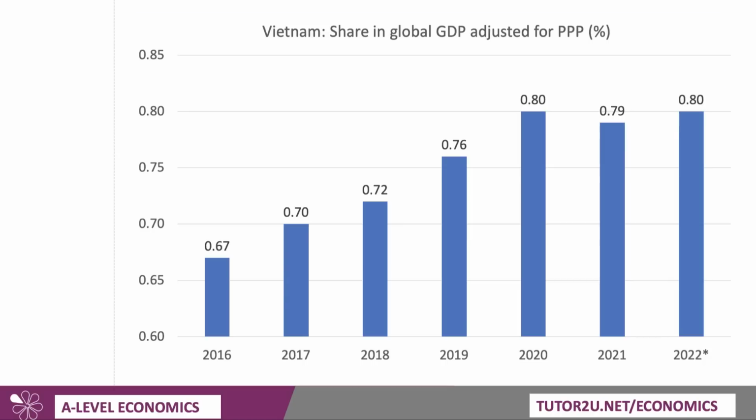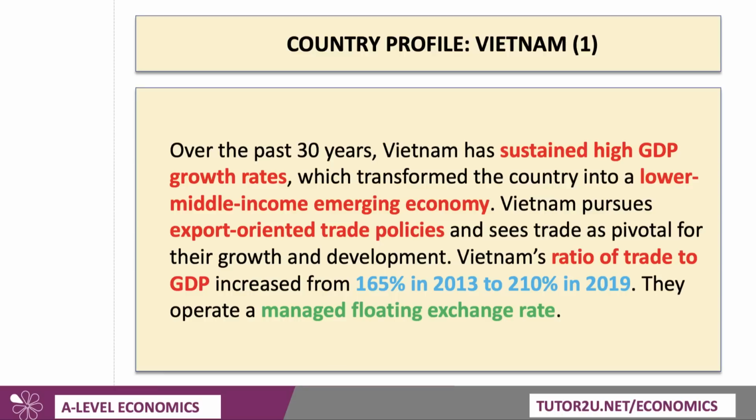This shows Vietnam's share in world GDP, adjusted for purchasing power parity. And you can see that from 2016 to 2022, the forecast there, their share of world GDP has increased from just under 0.7% to 0.8%. So it's not yet in that group of countries with at least 1% of the world economy, but it's getting there and no doubt will in the future. Over the last 30 years, Vietnam has sustained very high GDP growth rates. It's right up there in terms of the Premier League of growth countries. And essentially that's fast forwarded, it's accelerated a transformation of the economy into a lower middle income emerging economy.